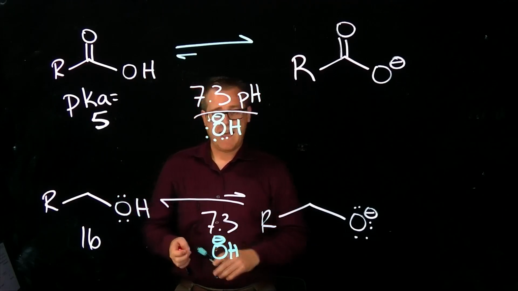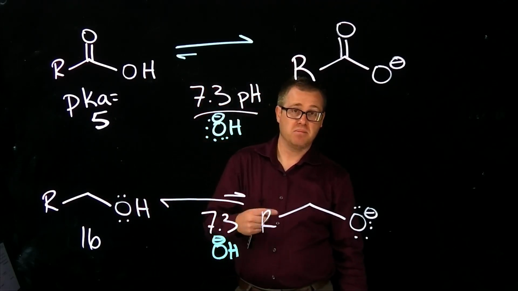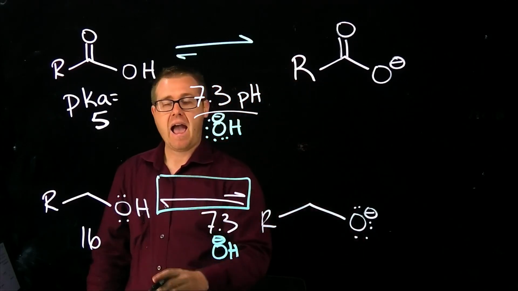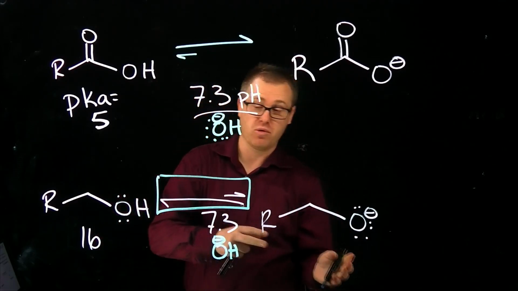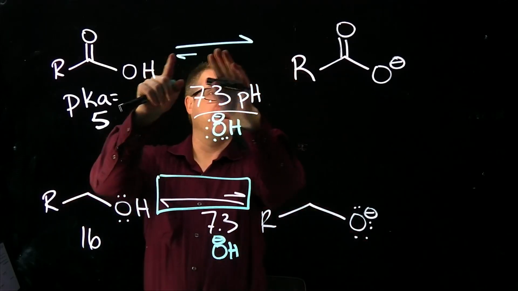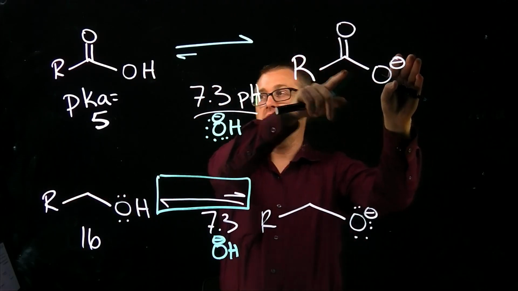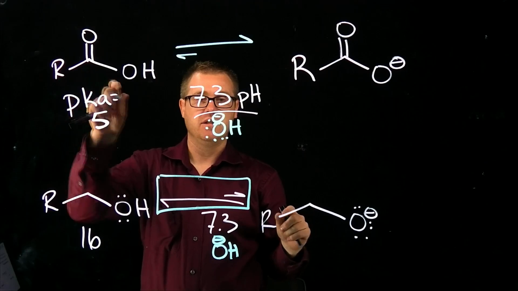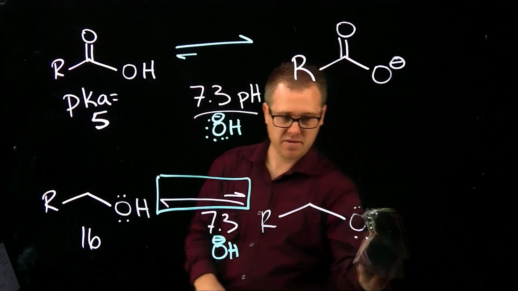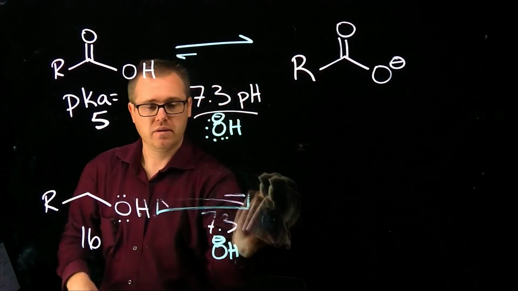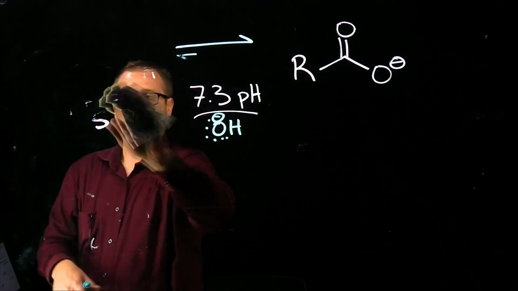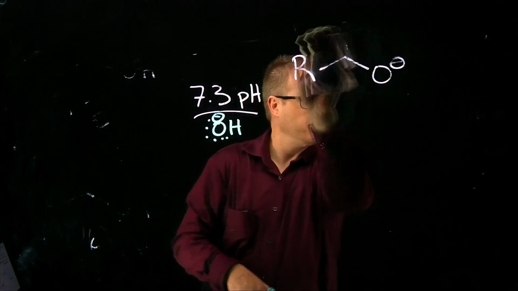So the Henderson-Hasselbalch equation comes into play to give us a number. How much more favored is the alcohol versus the alkoxide? Or how much is the carboxylate favored over the carboxylic acid? So using the Henderson-Hasselbalch equation is going to give us a value to this. If we take the Henderson-Hasselbalch equation, we're going to do a little rearrangement.